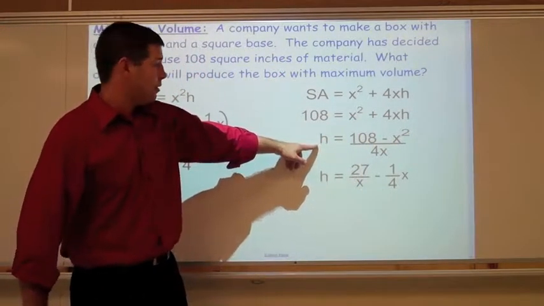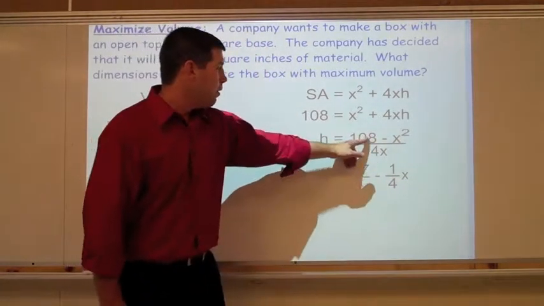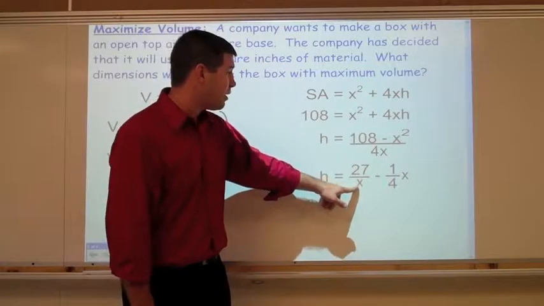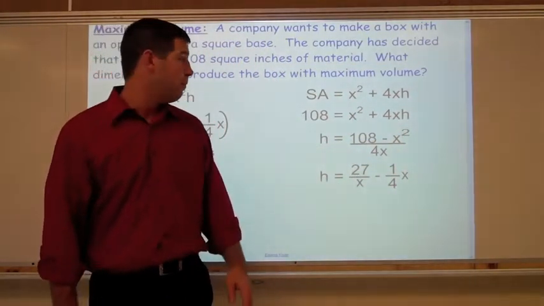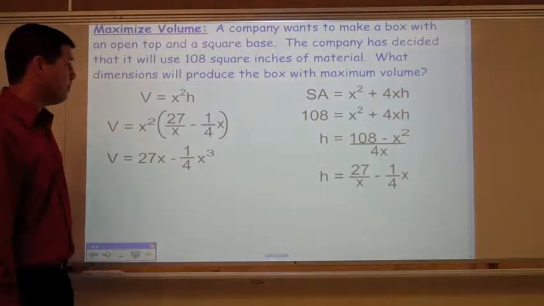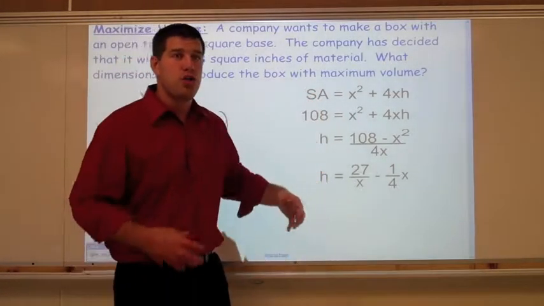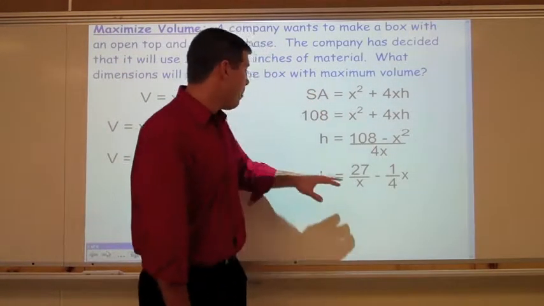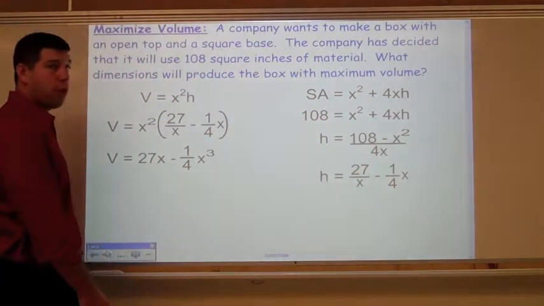The height of the box is 108 minus x squared over 4x. 108 over 4x is 27 over x. x squared over 4x is 1/4 x. The x cancels there. Breaking it down like this makes it a little easier to plug into the other equation. Using my secondary equation, using the given information, you were able to solve for one variable. Now take that and plug it into the other equation for that variable.